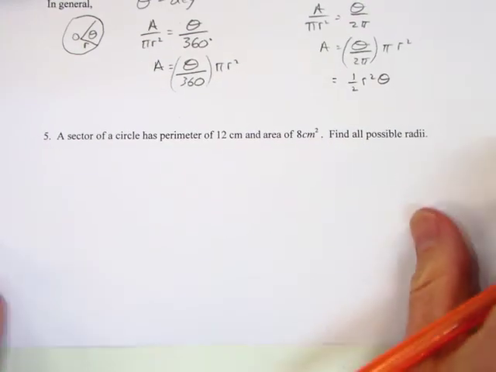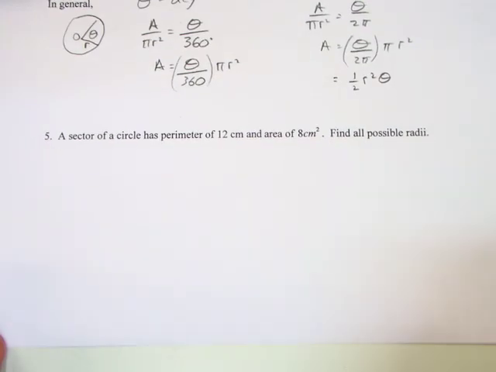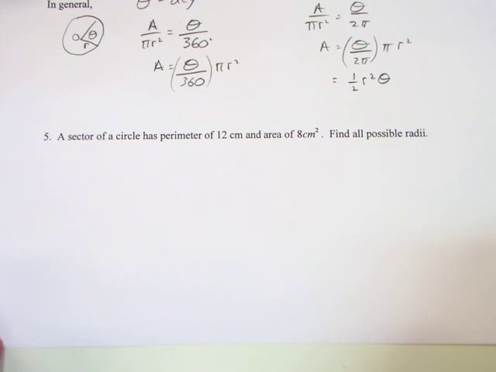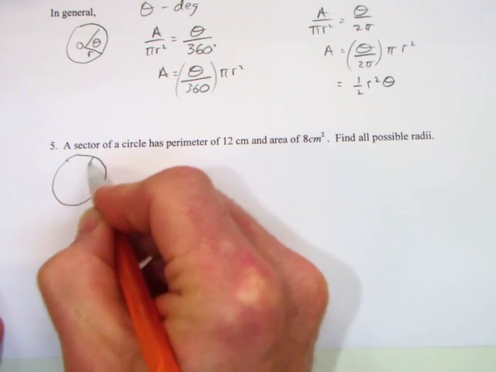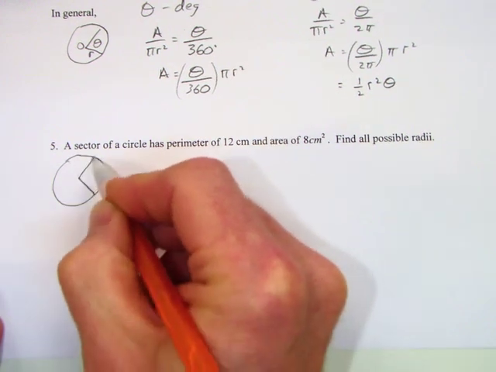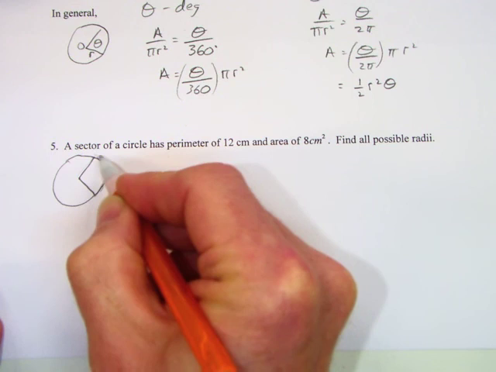All right, here's a challenging problem. A sector of a circle has perimeter 12 and an area of 8. Find all possible radii. So let's draw it first. Now, what does perimeter mean? It means all the outside pieces added up.